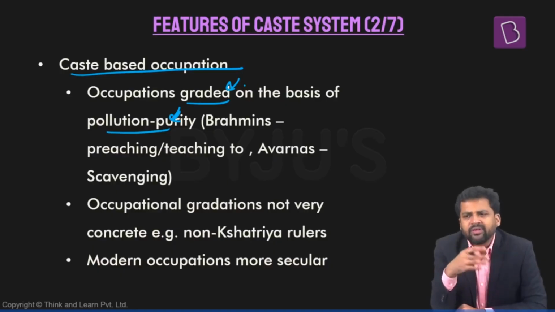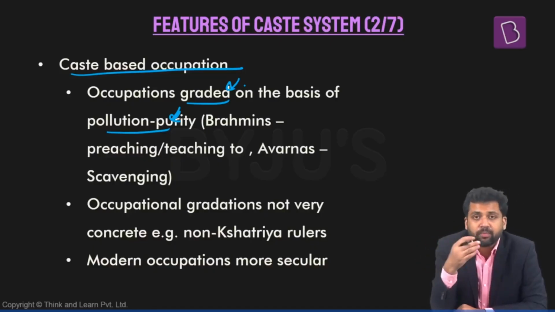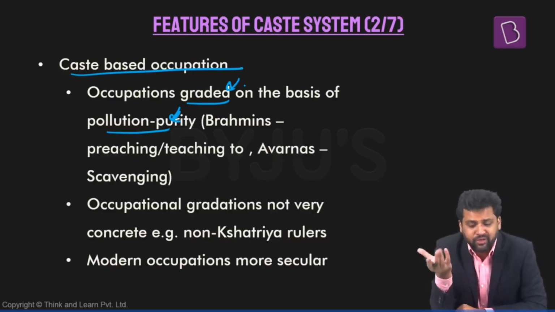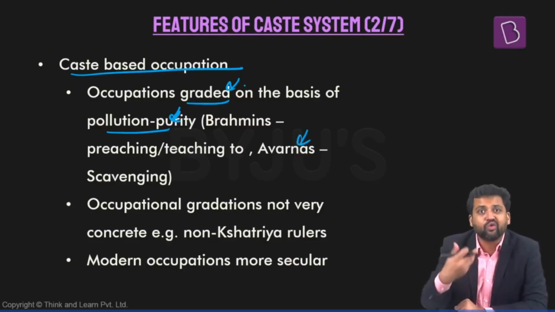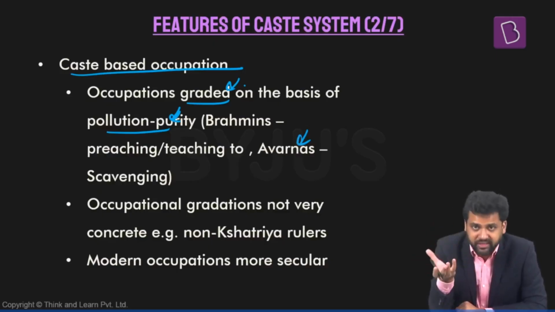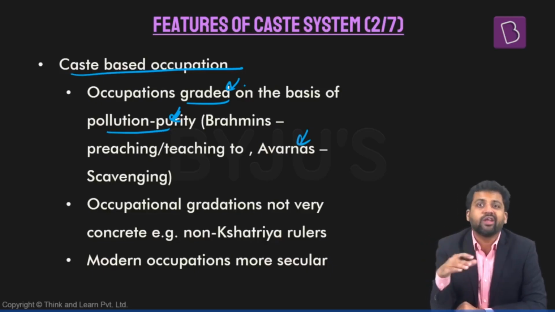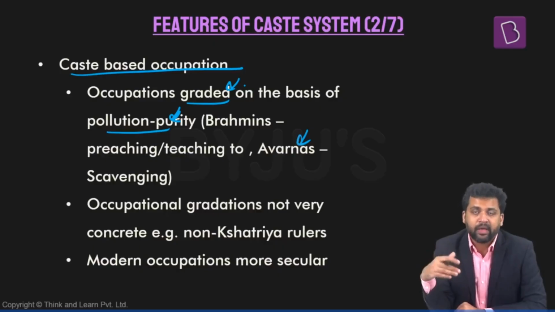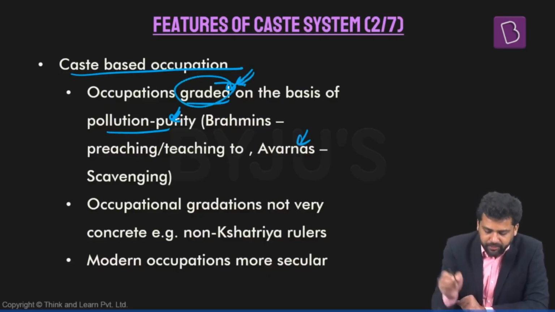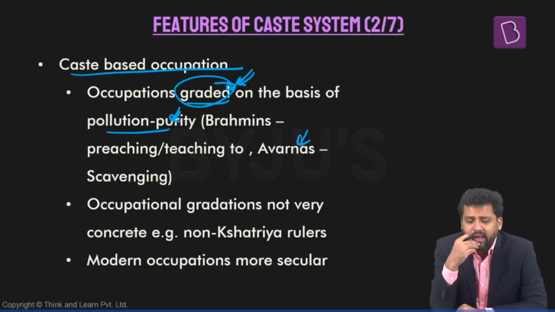A Brahmin is mostly carrying out teaching, preaching. These occupations might be considered to be pure. While someone who is at the bottom of the caste hierarchy might be carrying out manual scavenging. Those who are considered outside the caste system might be carrying out manual scavenging. It might be considered to be impure. By the way, manual scavenging and all these things are abolished, but they still exist, and in the past it existed. Accordingly, a particular social status would have been given to them in the caste hierarchy. So occupations were graded on the basis of pollution and purity.